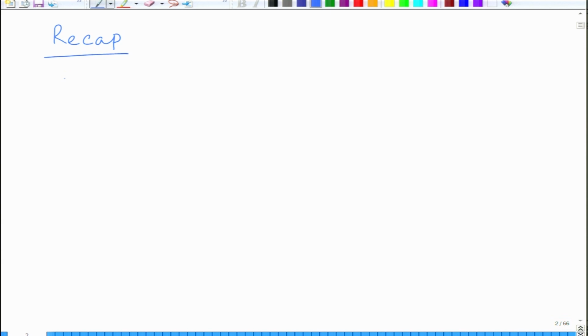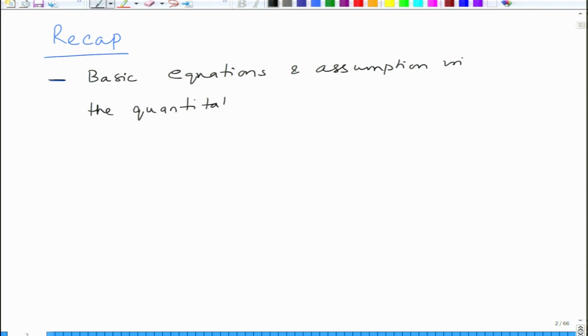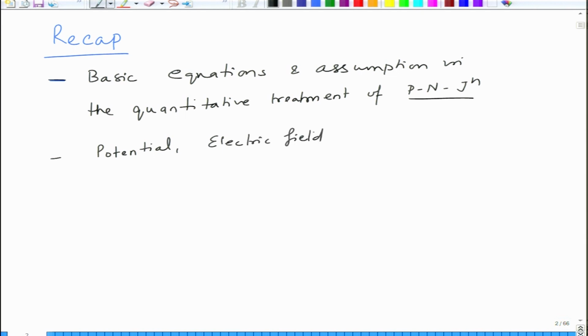So in the recap, what we did in the last lecture was we looked at the basic equations and assumptions in the quantitative treatment of the p-n junction. So, essentially we looked at the potential and electric field, and how you calculate them.